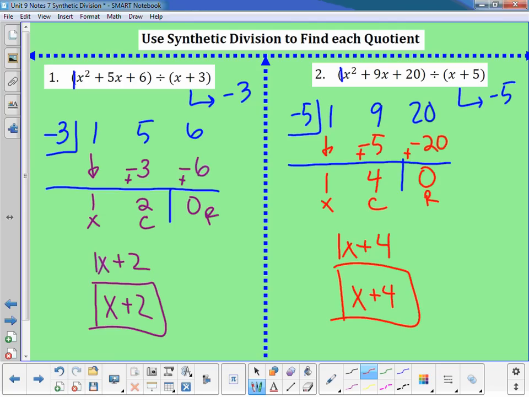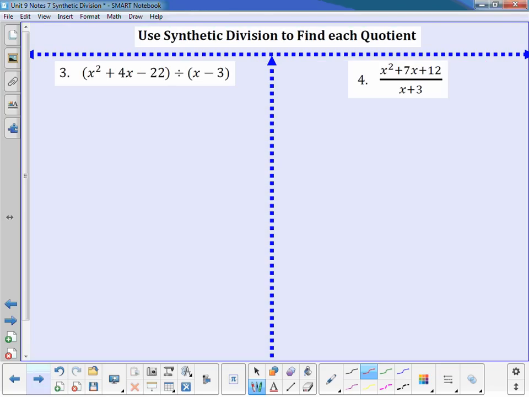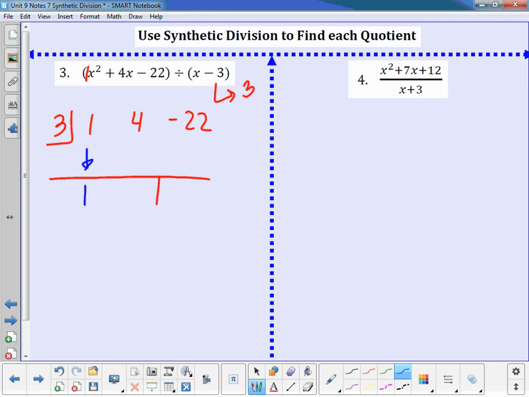We're going to do one more together, number 3. In number 3, the outside number is going to be +3, because I have x minus 3. So the opposite of that is going to be +3 in the box. And then I list my coefficients, 1, 4, -22. Leave a space, set up your t. And now I drop the first number, multiply 3 times 1, which is 3, add it to 4, which is 7, multiply 3 times 7, which is 21, add it to -22, and I get -1.